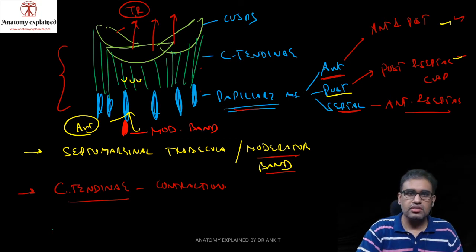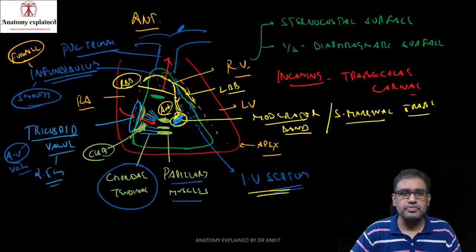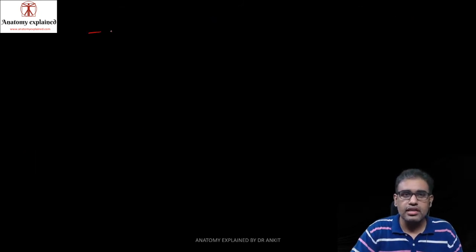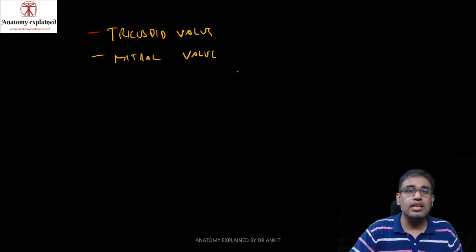Okay, so this moderator band is actually transmitting the impulses from the interventricular septum into the anterior papillary muscle. Now these whole walls, that is all of these four walls, if you write over here, that is your tricuspid wall. Let me use this different color. That is your tricuspid wall over here. Okay, then you have the mitral wall, that is on the left AV wall.